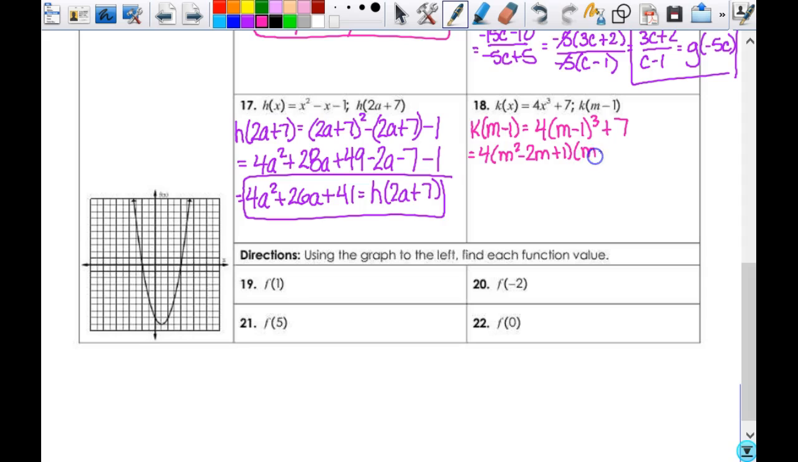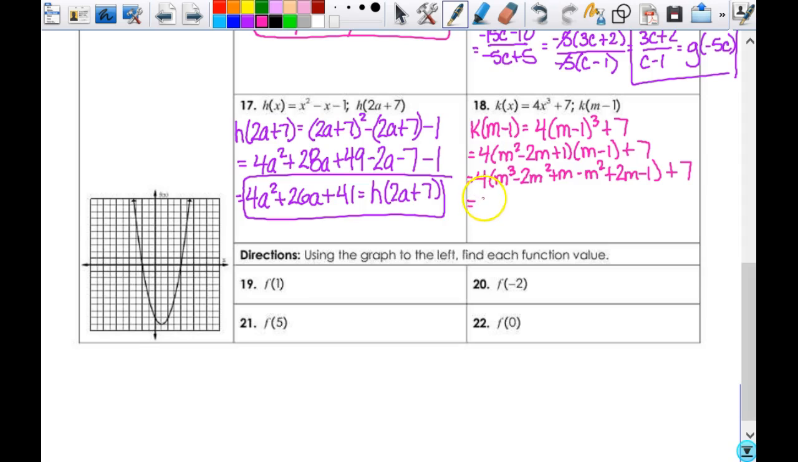Then I still have another m minus 1 I would have to multiply in there, right? So then the next thing I'm going to do is take this m and distribute it into there. So this is going to give me 4 times m cubed minus 2m squared plus m. Then I'm going to distribute that -1. So minus m squared plus 2m minus 1, and then plus 7. So then next, I'm going to combine my like terms and distribute that 4 at the same time, just so I can save some steps here.